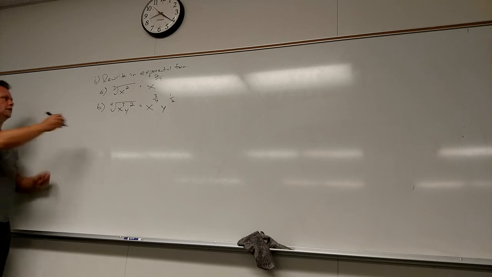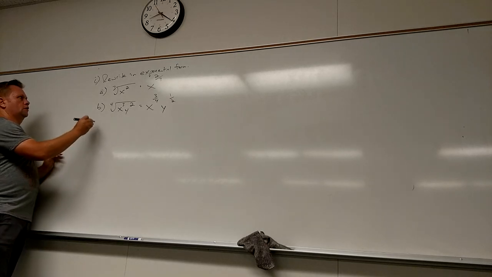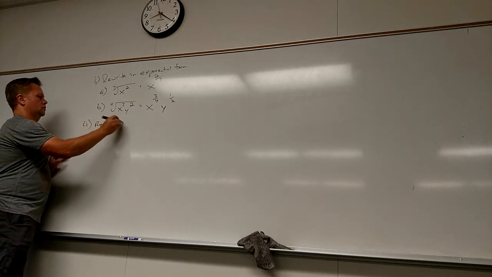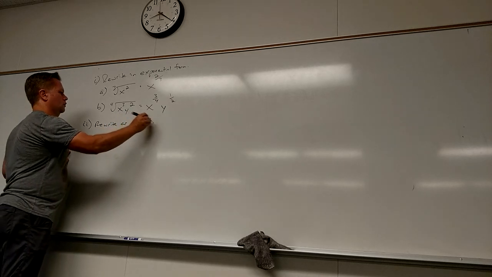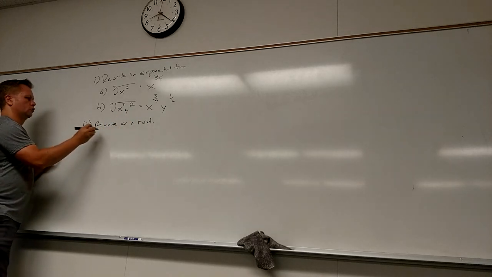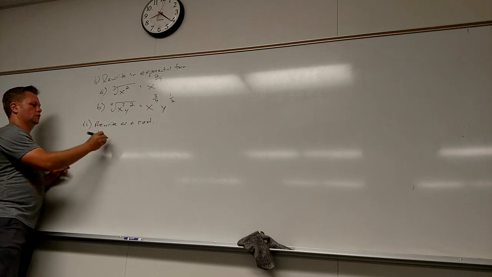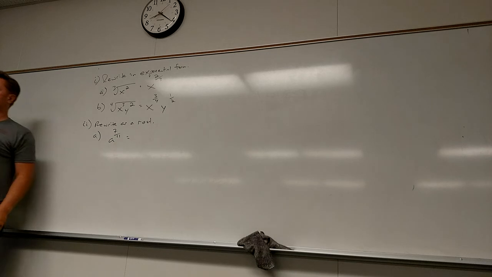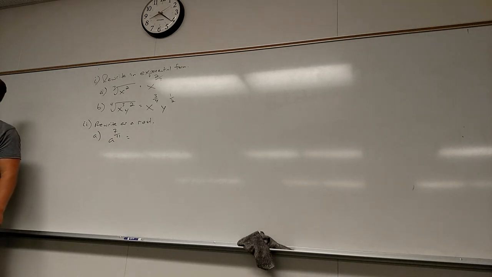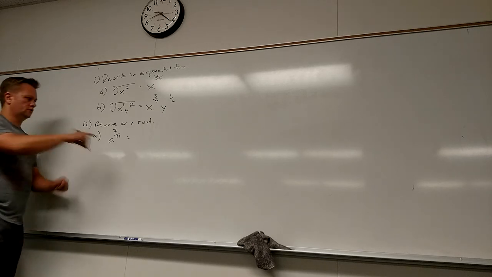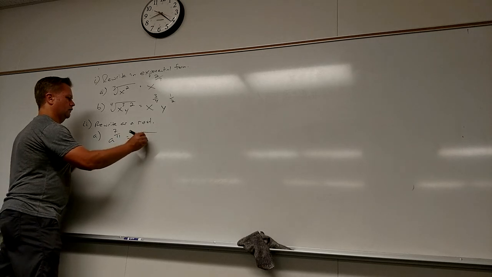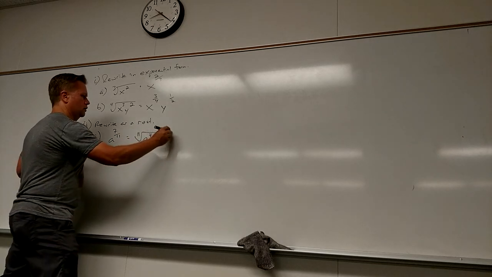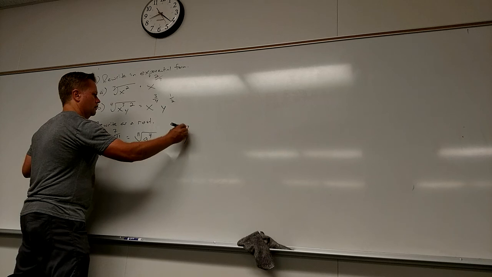Okay. What about the other way around? Rewrite as a root. A to the 7/11ths. Careful. 11th root of a to the 7th. Or the 11th root of a to the 7th.